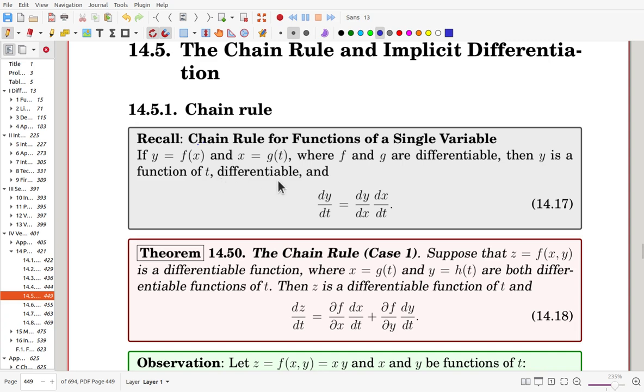It is differentiable, and its derivative with respect to t can be obtained by using this formula, dy over dx times dx over dt. You learned this formula in Calculus 1. Now we'll apply this formula for functions of multiple variables.